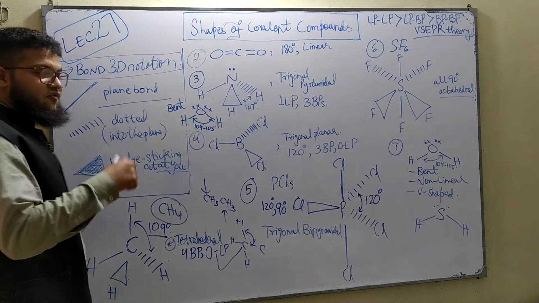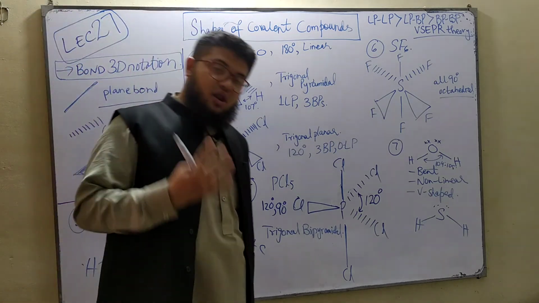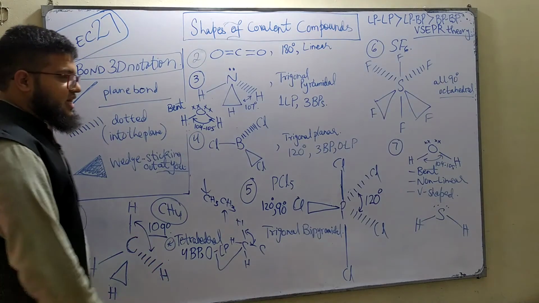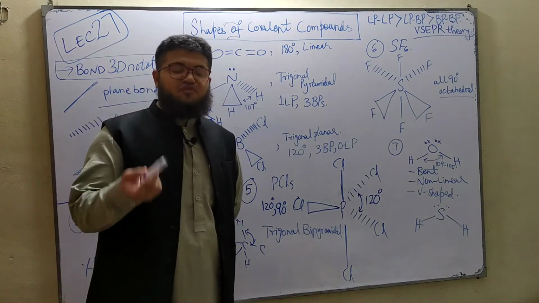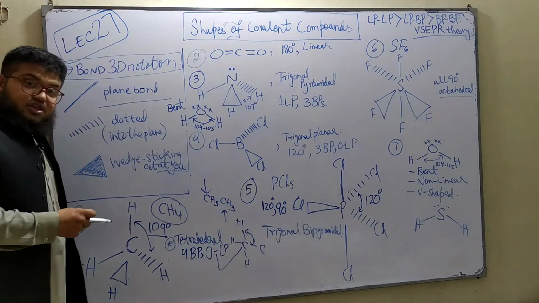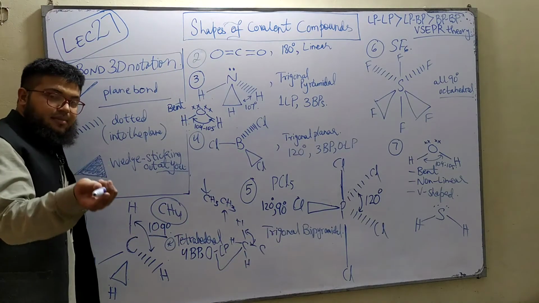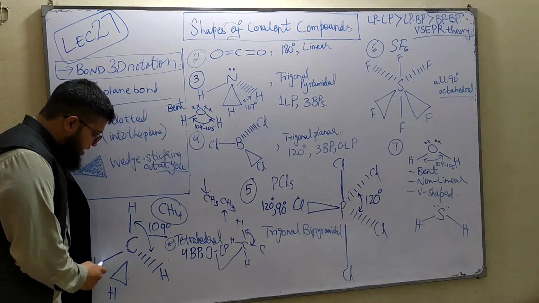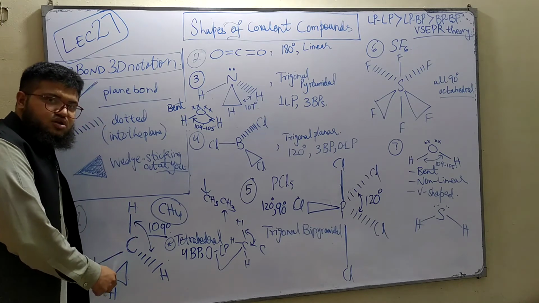So whenever you have 4 single covalent bonds, all bond pairs, no lone pairs involved, the shape is tetrahedral, bond angle is 109.5 or 109 degrees. The examiner can ask you to draw the shape in 3 dimensions. So how are you going to do that? You're going to draw 2 plane bonds, a dotted bond and a wedge, and that's it.